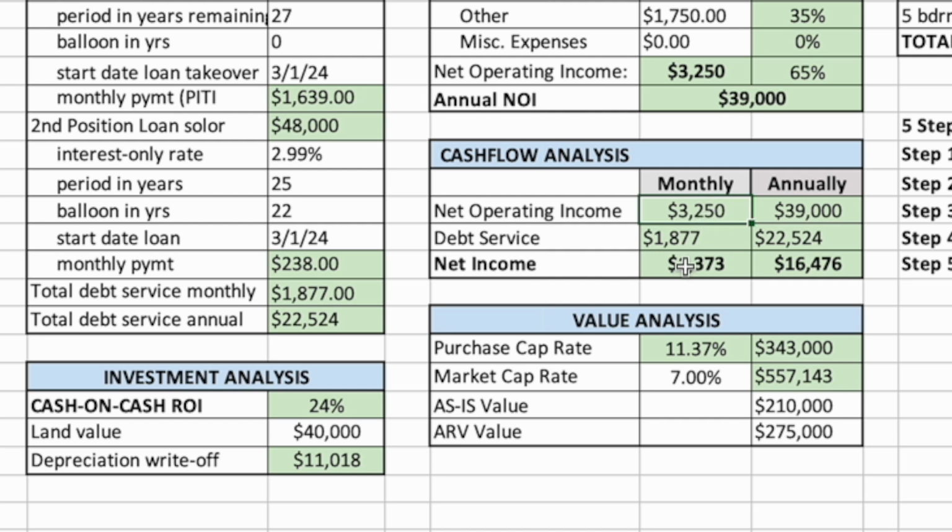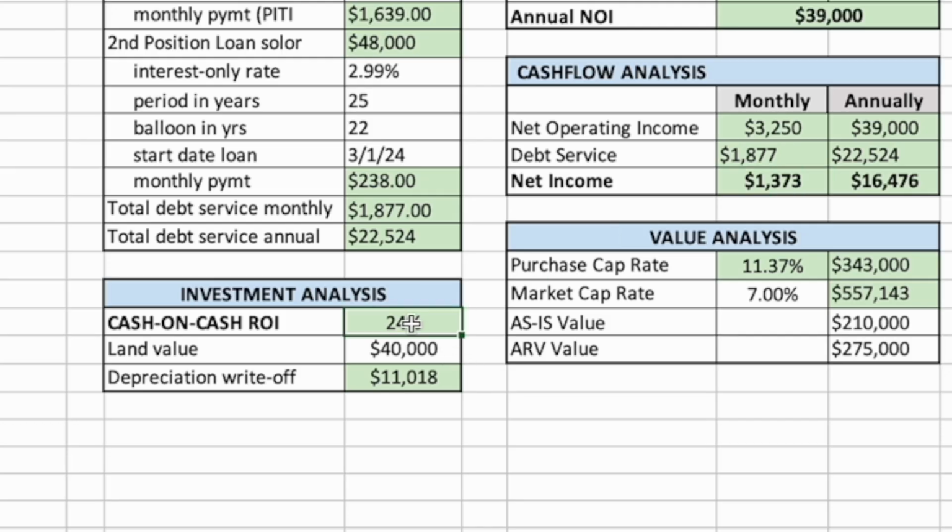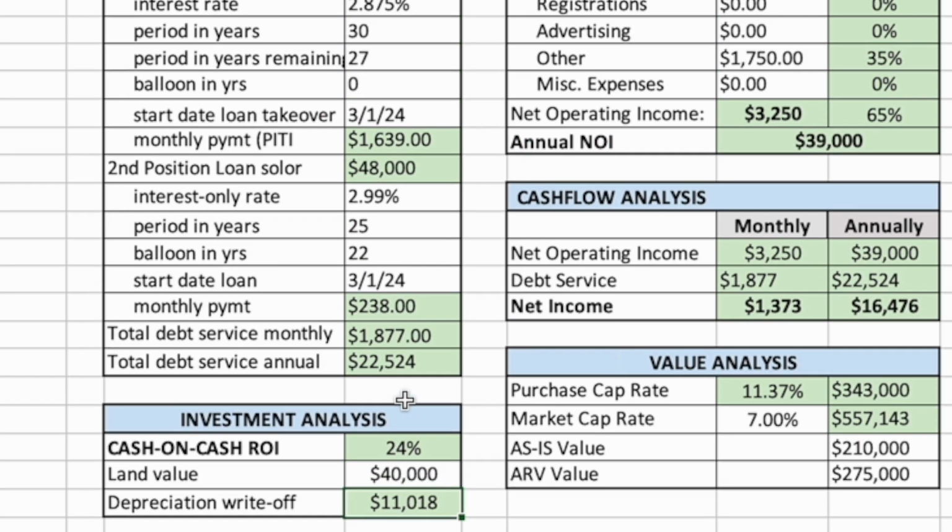Well, I carry my operating income down $3,250, take away my debt service of $1,877, gives me net income. So that would be all my operating expenses plus my debt service gives me a net positive cash flow of $1,373, which is phenomenal, right? That's incredible. That's another really attractive part about this deal. That's given me a 24% cash on cash return. Again, anything over 20 is absolutely phenomenal. I try to be above 10% on cash, and it's got a depreciation write-off of over $11,000.